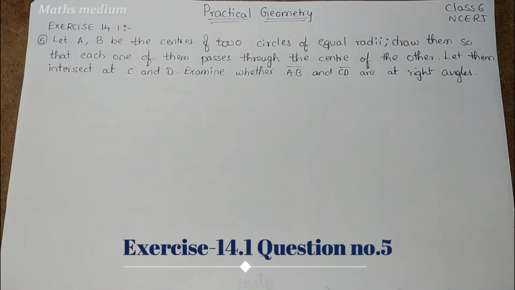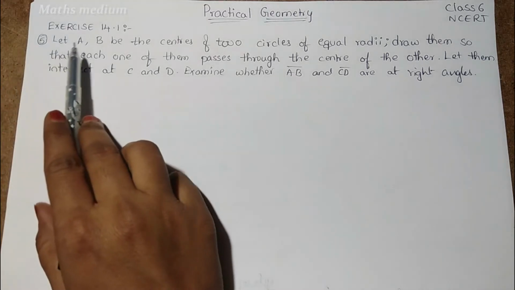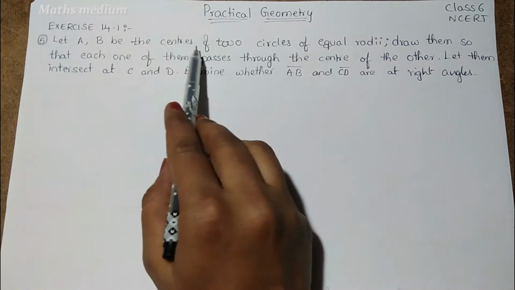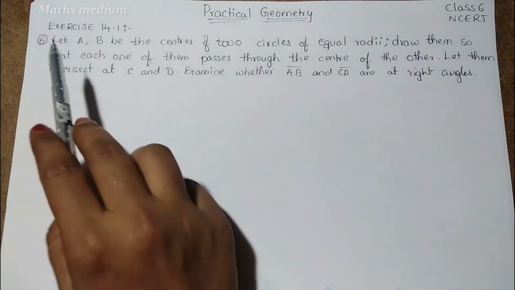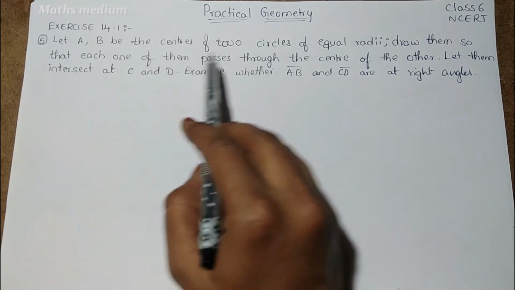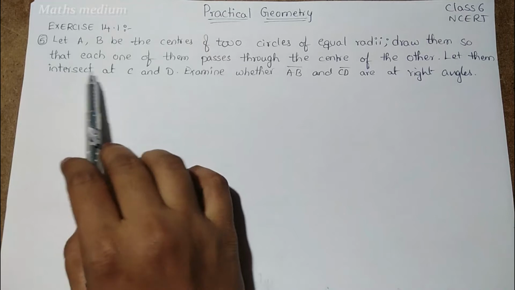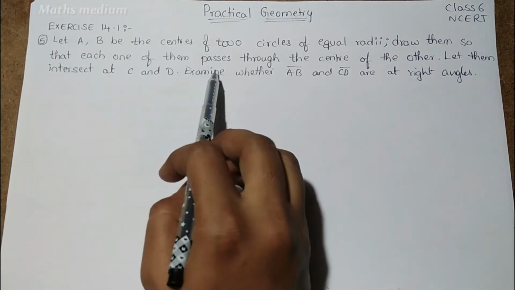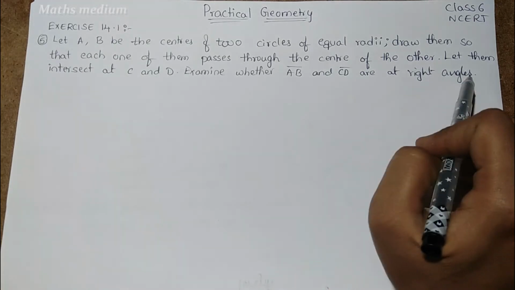Today I came with exercise 14.1 from Practical Geometry, 6th class NCERT. Question number 5. Let A, B be the centers of two circles of equal radii. Draw them so that each one of them passes through the center of the other. Let them intersect at C and D. Examine whether AB bar and CD bar are at right angles.